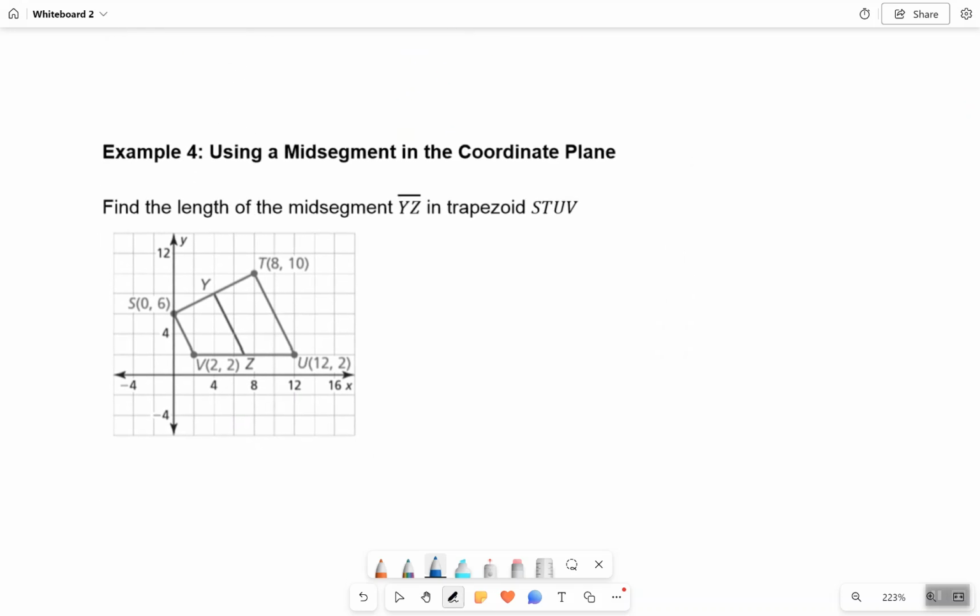Guys, let's move to example 4. Again, this is about using the mid-segment in a coordinate plane. It says find the length of the mid-segment YZ in the trapezoid STUV. Guys, we're looking for this distance right here, aren't we? Would you agree with that?